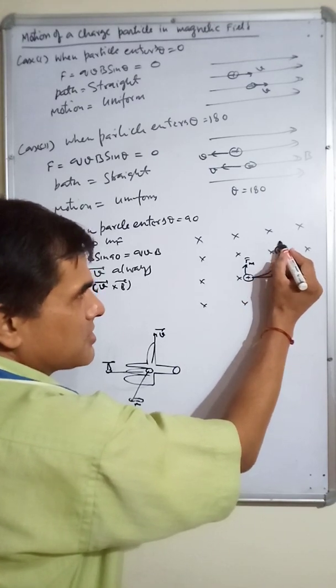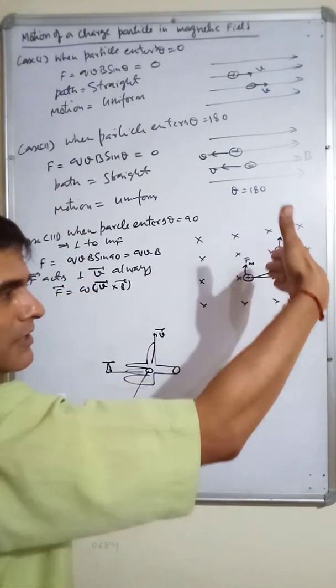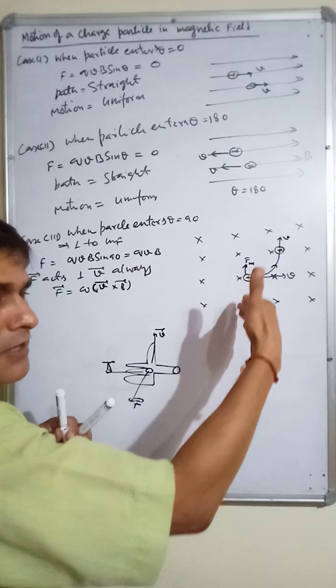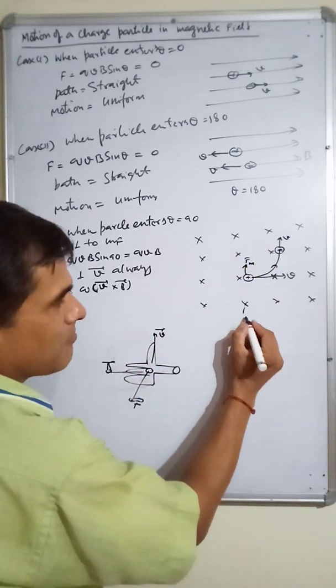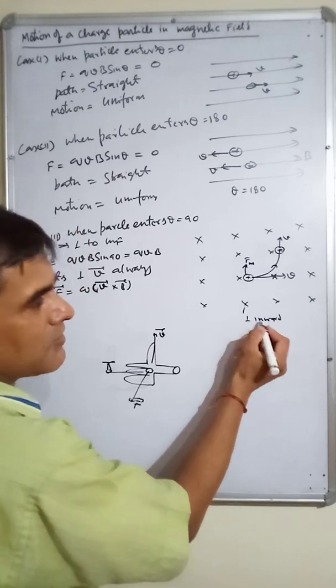So this is the velocity, and the magnetic field is inward. Magnetic field अंदर की तरफ है. The magnetic field is perpendicularly inward.